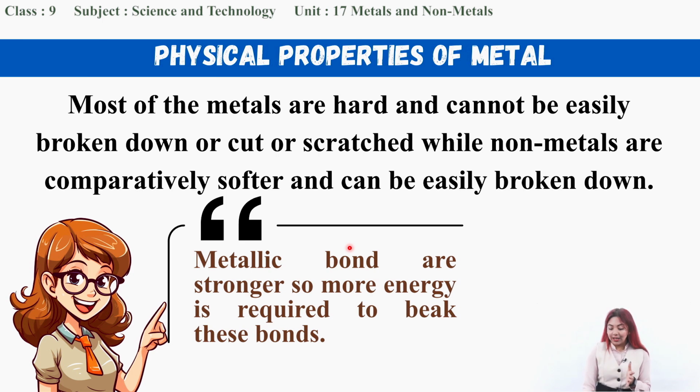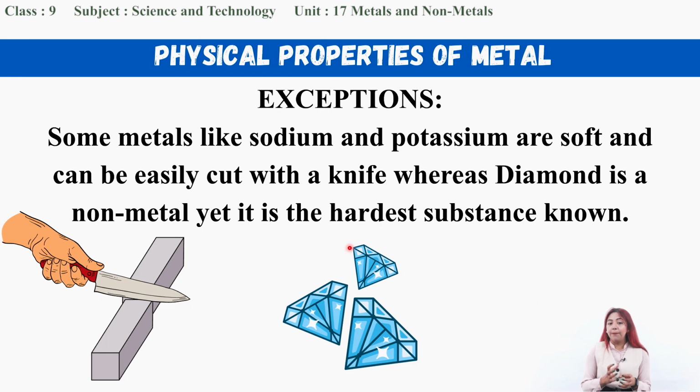But there are certain exceptions as well. Some metals like sodium and potassium are very soft and we can easily cut them with a knife, as you can see here in the figure. Whereas diamond, you all have heard that diamond is the hardest substance known to mankind, and that diamond is a non-metal. So these are certain exceptions, but as I mentioned earlier, exceptions can never be taken as examples.